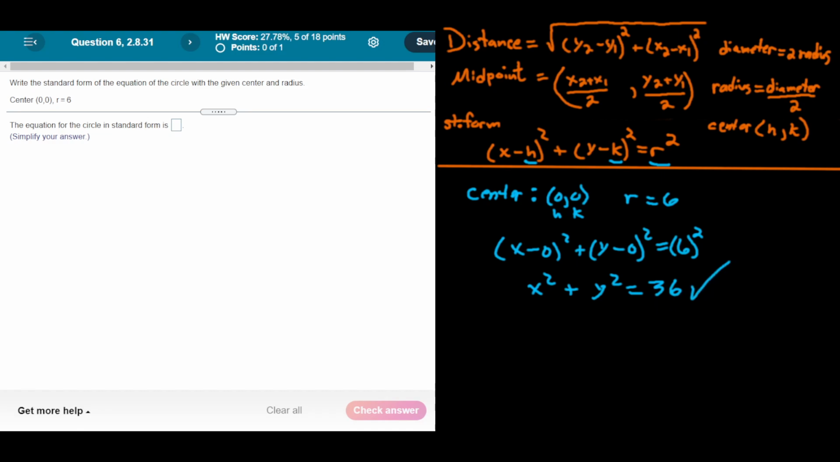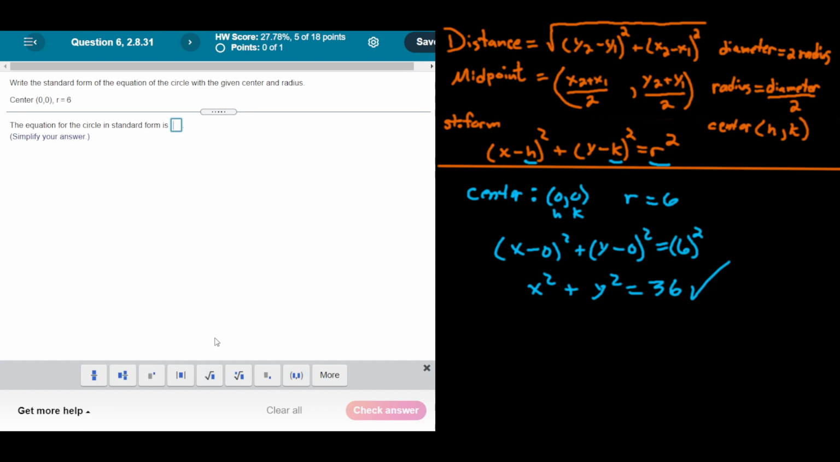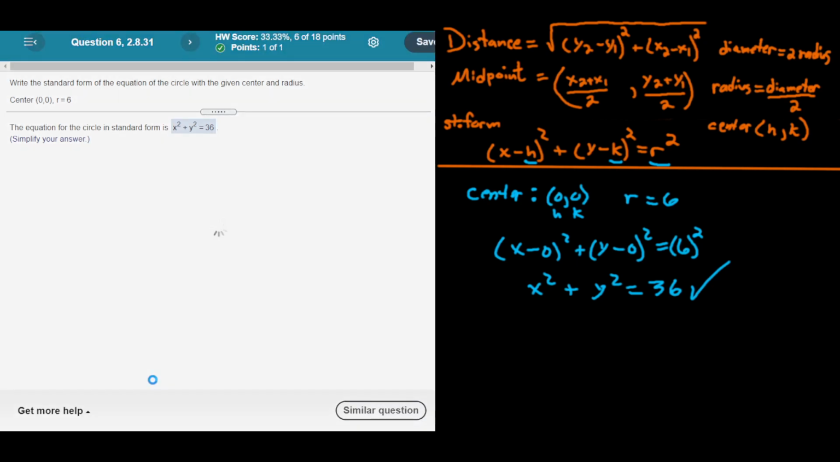So the standard form is so weird. Back in my day, they didn't call it a standard form. They called it the center radius form. Standard form was something else. It was expanded. Back in my day, I sound like an old man. All right, equals 36. Nice work.